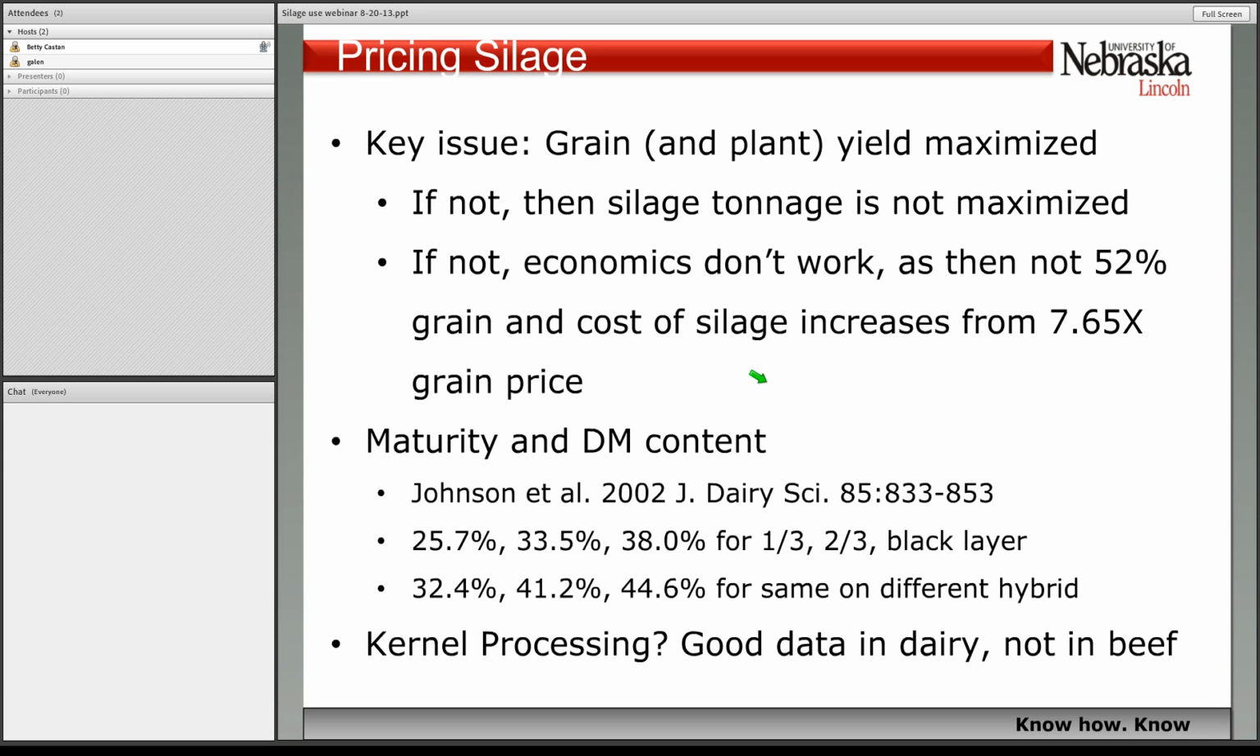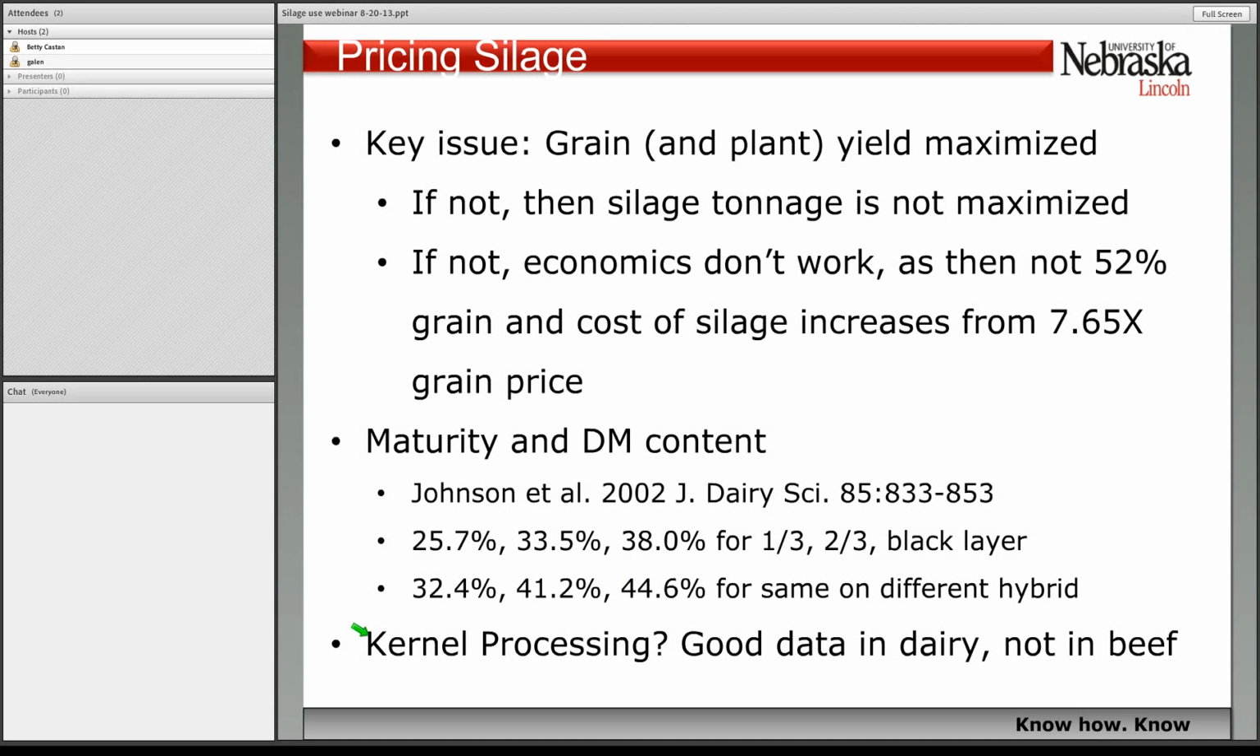For example, for one hybrid at 1/3 milk line, it was 26% dry matter. At 2/3 milk line, that dried down to 34% dry matter, and when you got to black layer, it was 38. And that silage worked well when it was put up in that study at all those different moistures and dry matter contents. But in the same study on a different hybrid, you can see that the dry matter contents were much greater as we went from 1/3 milk line to 2/3 milk line to black layer. So it does appear to be impacted some by hybrid, and we need to work more on that in the future.